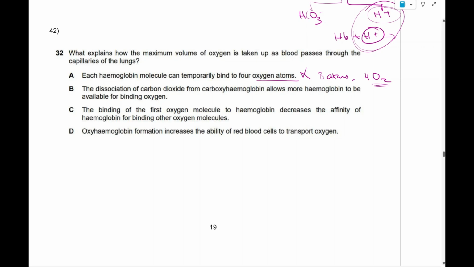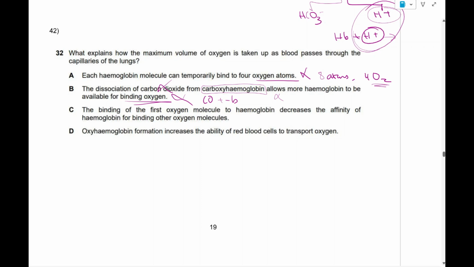So this is incorrect. For B, the dissociation of carbon dioxide from carboxyhemoglobin allows more hemoglobin to be available for binding oxygen. Now this is completely incorrect for 2 reasons. First of all, carboxyhemoglobin is formed by the combination of carbon monoxide, not carbon dioxide, to hemoglobin. This is the first point. Now the second point, actually, the formation of carboxyhemoglobin makes it way harder for oxygen to bind, which explains the carbon monoxide poisoning. So this is incorrect.